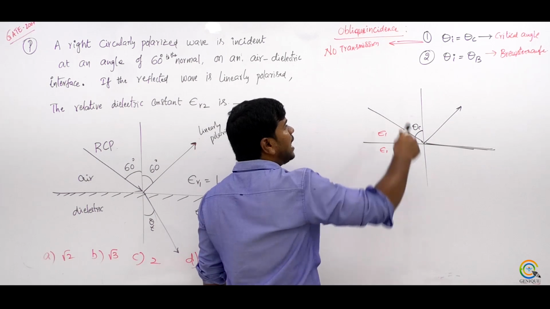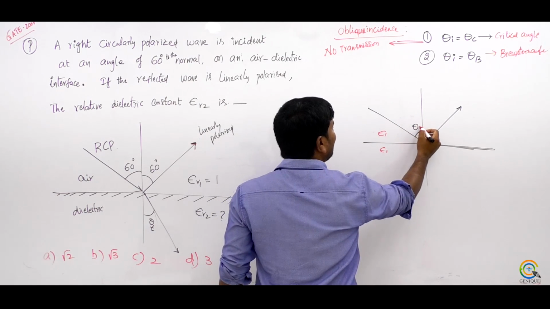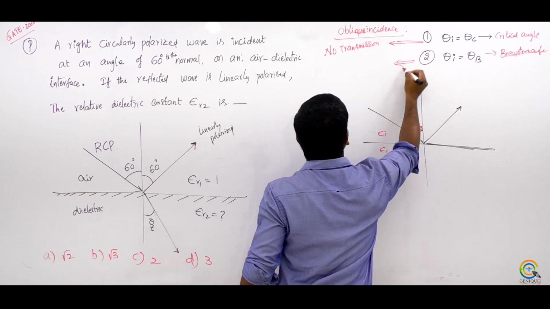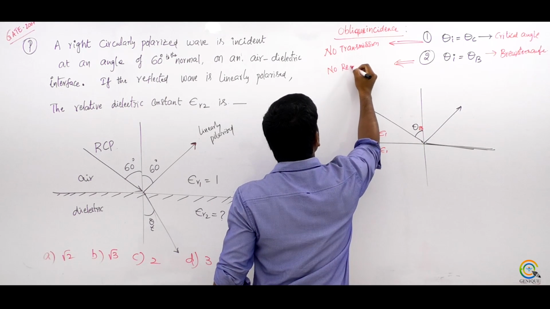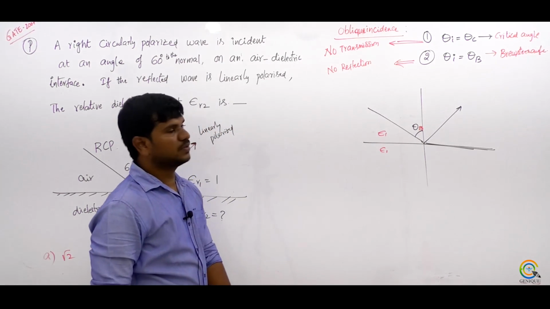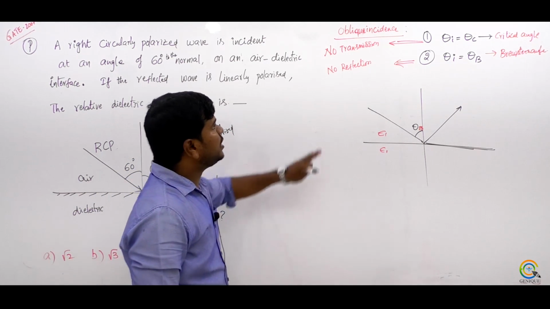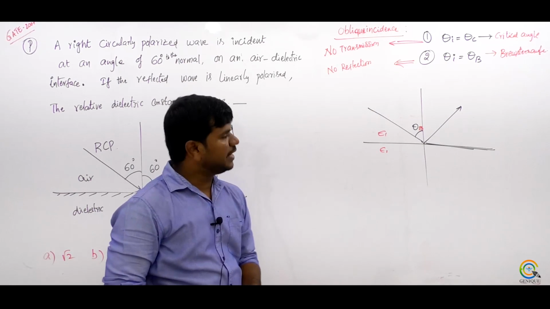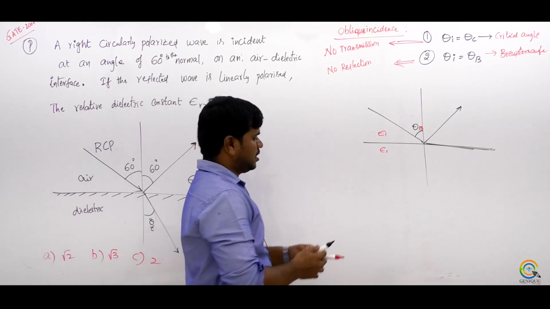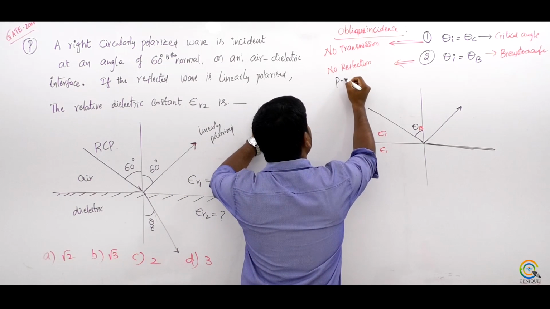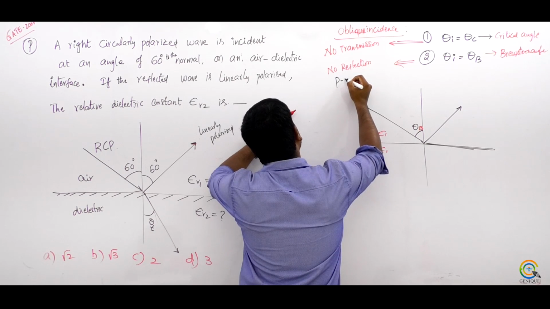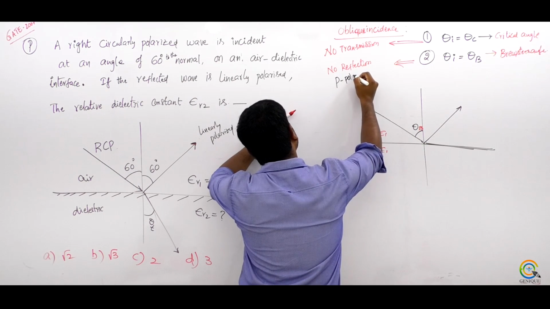Now at theta I equal to theta B, there is no reflection. Which kind of wave will not be reflected? That is a p polarized wave that will not be reflected. So that means the reflection will be, it is a p polarized wave.